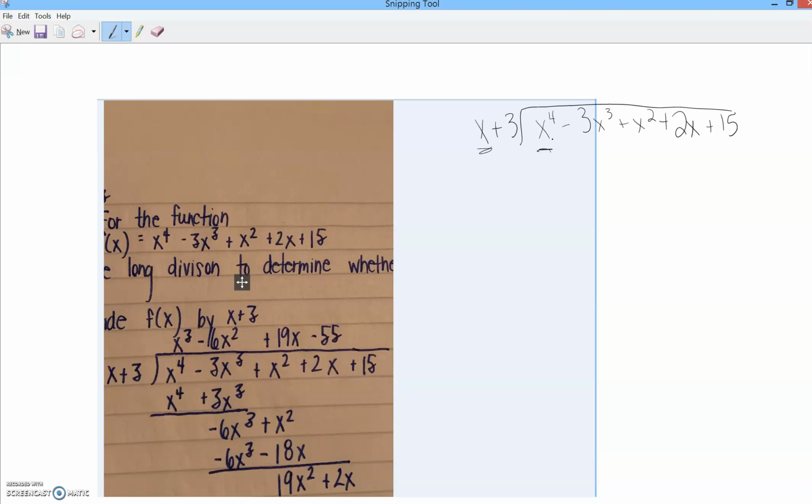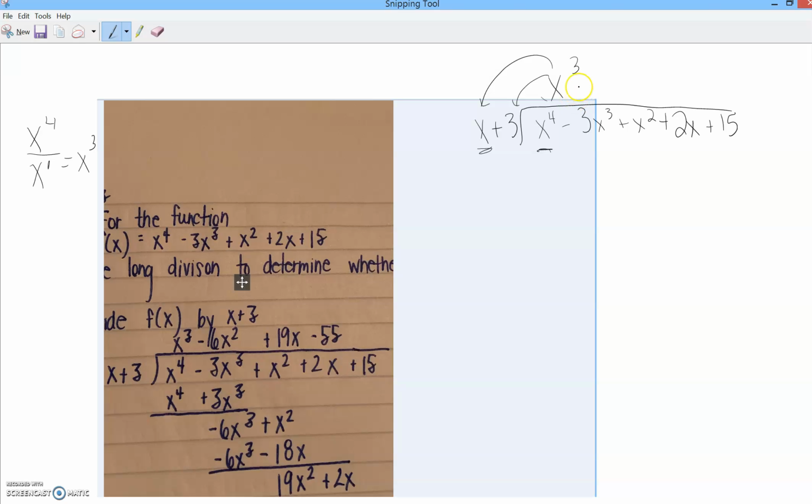And sometimes it helps to be able to sort of see that with a visual. And so if we come over to the side and we say, okay, x to the fourth divided by x, and that's really x to the first, that's going to give us x to the third. And so that's what's going up on top, is how many times x will go into x to the fourth. So what we do from there is once we get that first term on top, then we take this x to the third, and we multiply by x and by 3, and that's what goes down underneath.